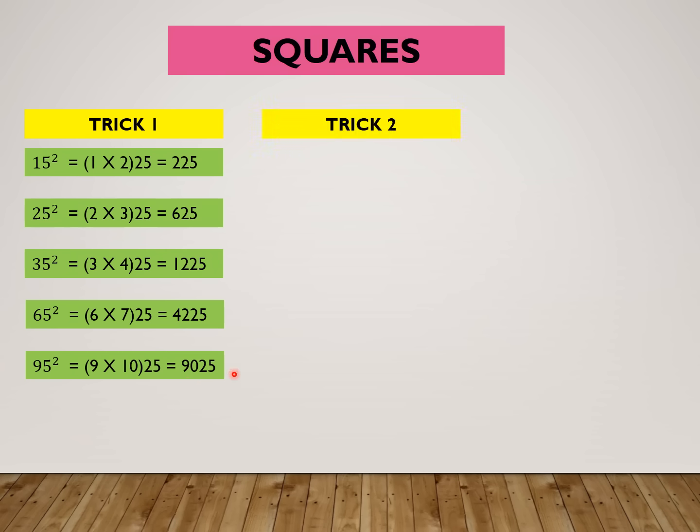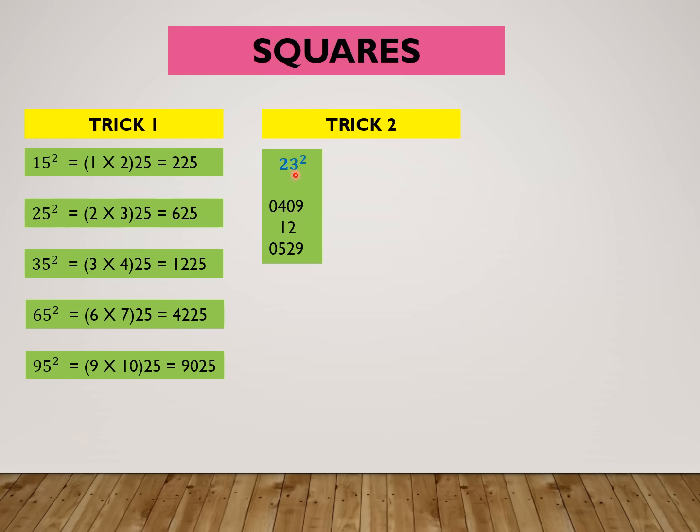Trick 2. According to trick 2, we can find the square of any number lying between 1 and 99. Now let us try to find the square of 23. What we will do, we will write the square of 2. 2 square is equal to 4, in 2 digits, therefore 04. Then 3 square is equal to 9, in 2 digits is 09. So finally the result will be 0409.